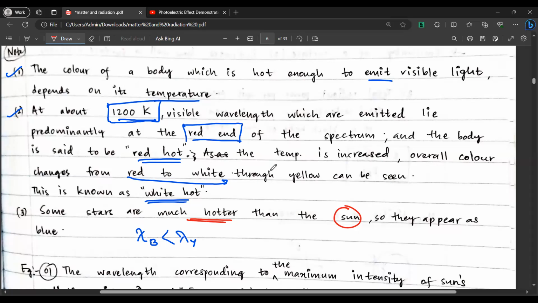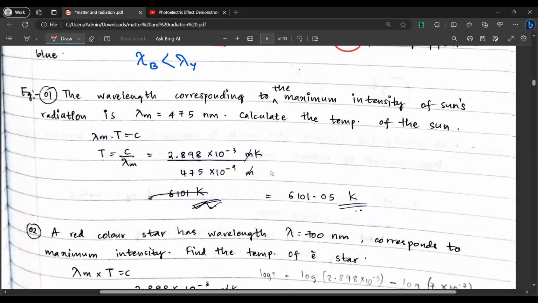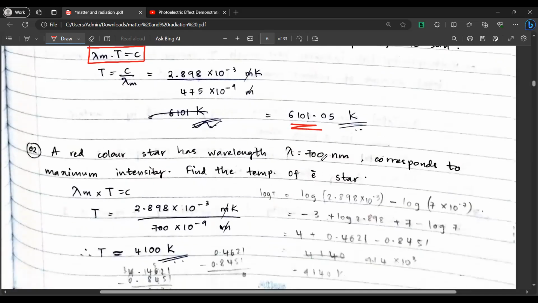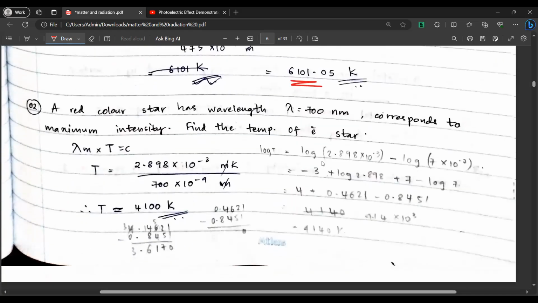And we have a few questions below. Did you all try this question? So here you can straight away use this equation because they are talking about the corresponding maximum intensity. The value of the constant C was already given. And if you use the calculator, you can find this temperature. And similarly, the second question is also similar. And here we use the log.